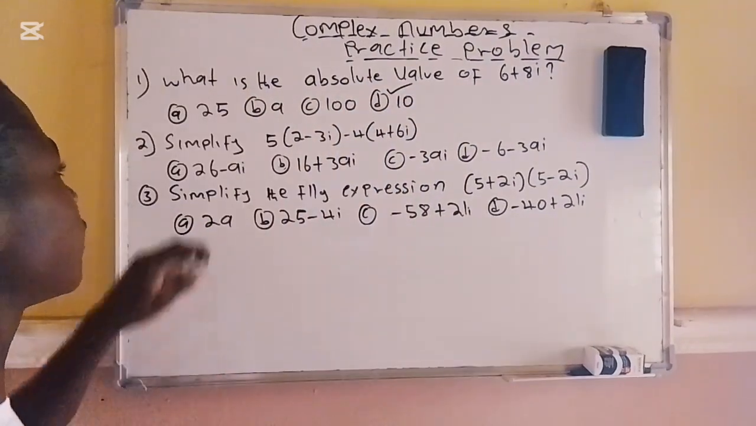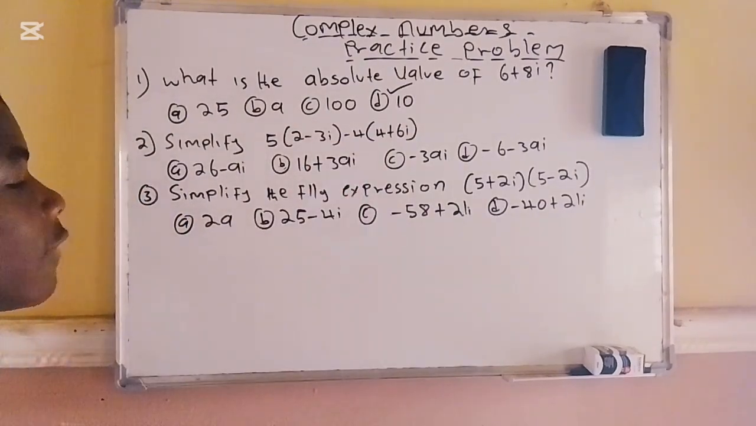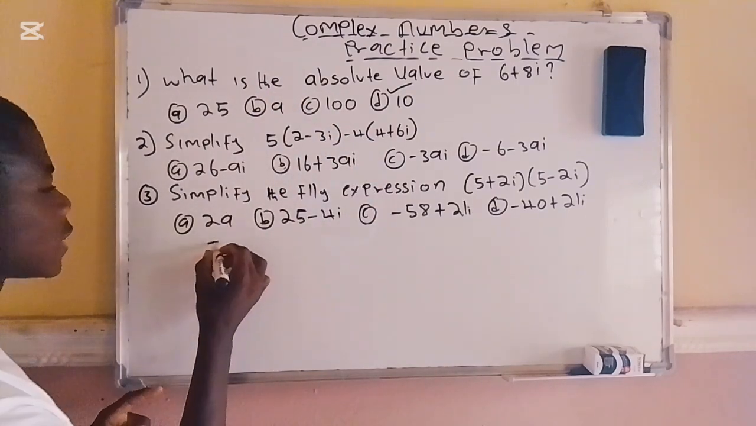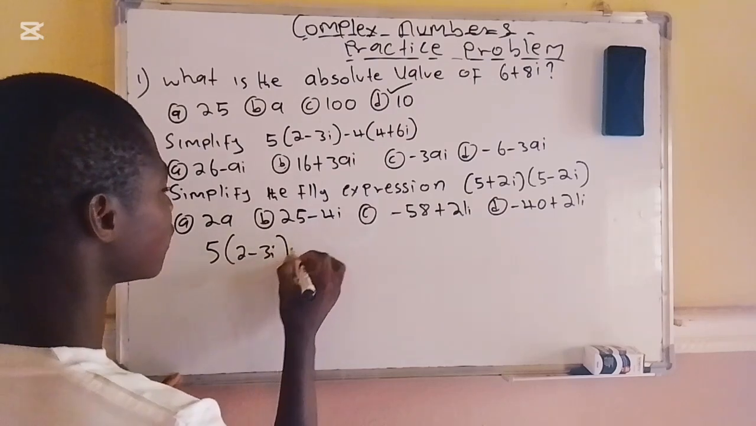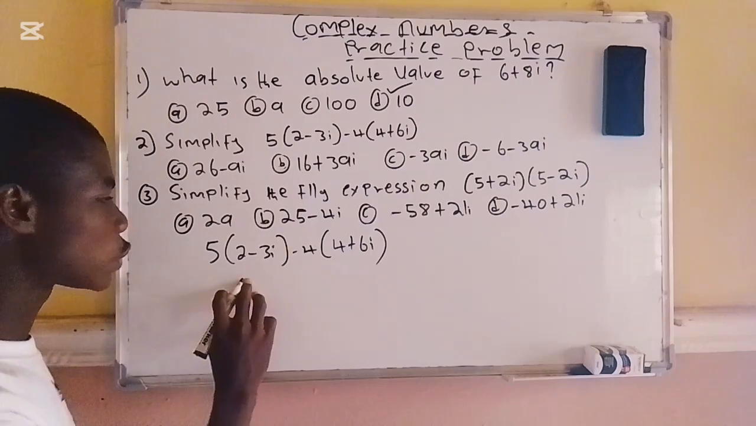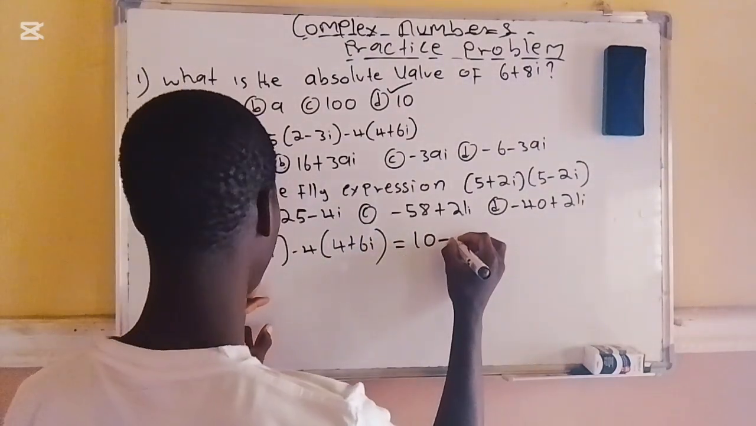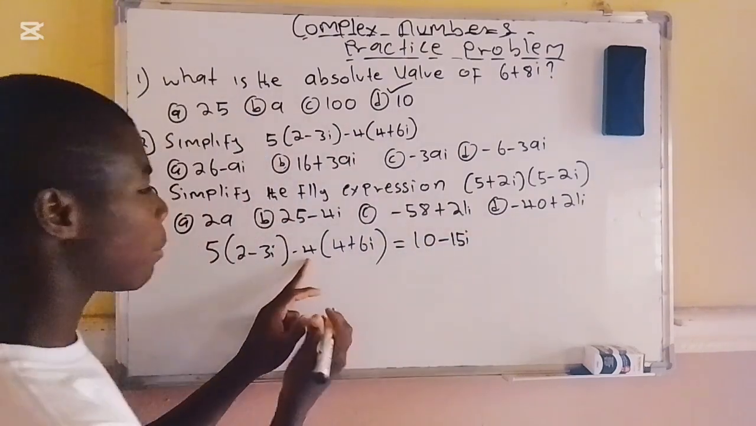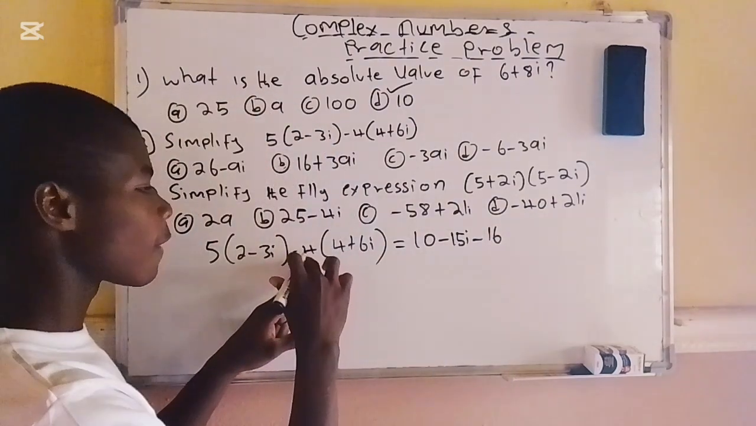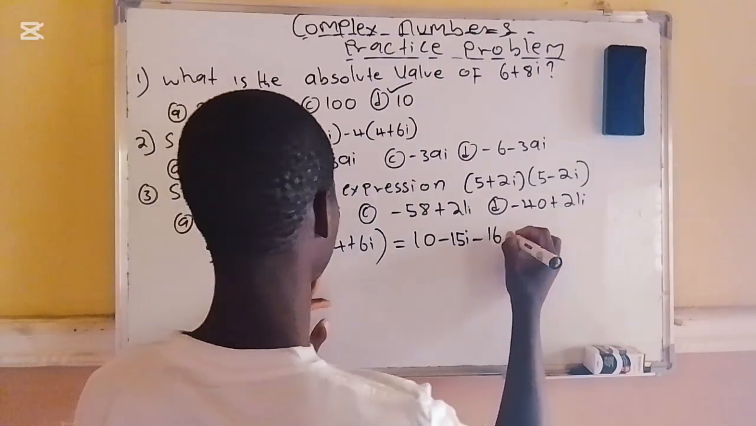The second question says we are to simplify 5 into bracket 2 minus 3i, minus 4 multiplied by 4 plus 6i. So we have to simplify. 5 multiplied by 2 is equal to 10. 5 multiplied by negative 3i will be minus 15i. Minus 4 multiplied by 4 will be equal to negative 16.